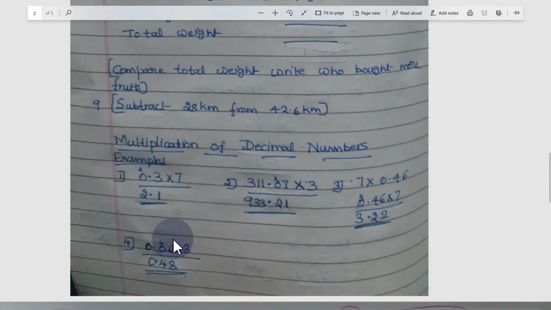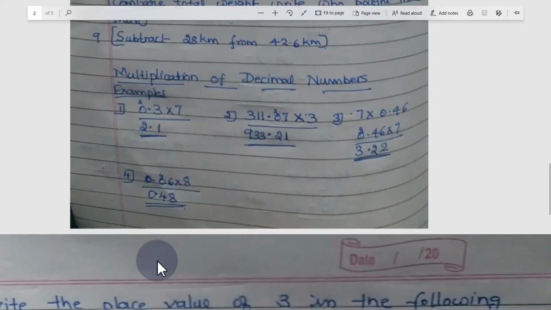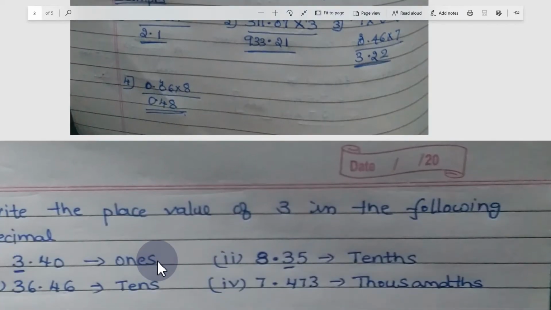If you multiply any number by 0, the product is 0. So 8 sixes are 48, 4 carrying. 8 zeros are 0, 0 plus 4 is 4, and 8 zeros are 0. When you cross the decimal point, put the decimal point also. And write the place value of 3 in the following decimals. So 3.40, 3 is here.